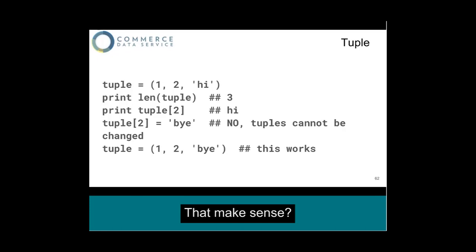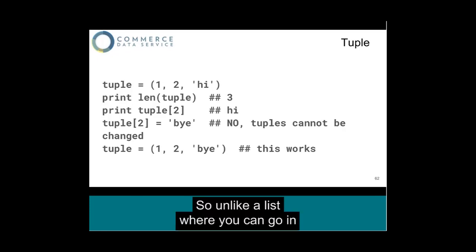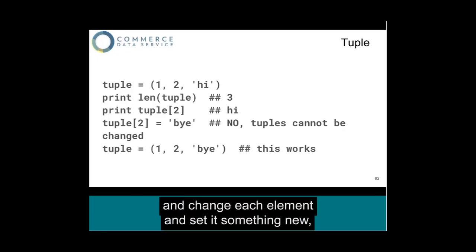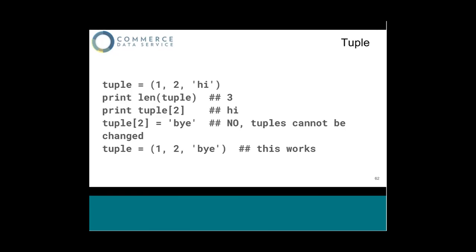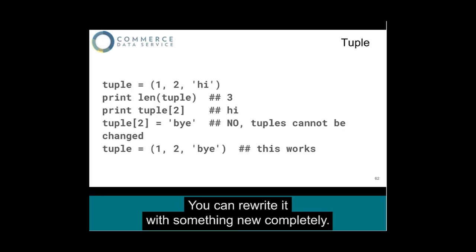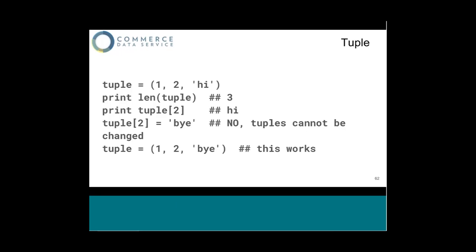Does that make sense? So unlike a list where you can go in and change each element and set it to something new, you cannot do that with a tuple. Once you've defined it, you cannot go back and change it. You can rewrite it with something new completely.